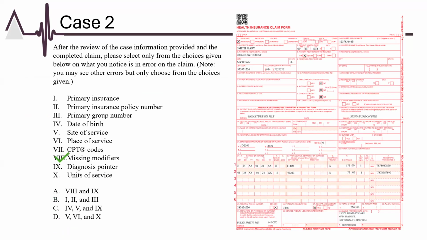Number 8 is for missing modifier. Answer A, which we already confirmed because it includes number 9, is the only possible answer.